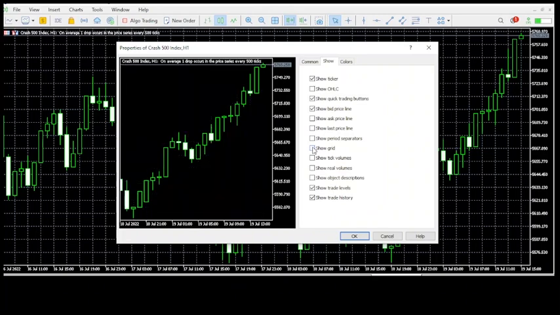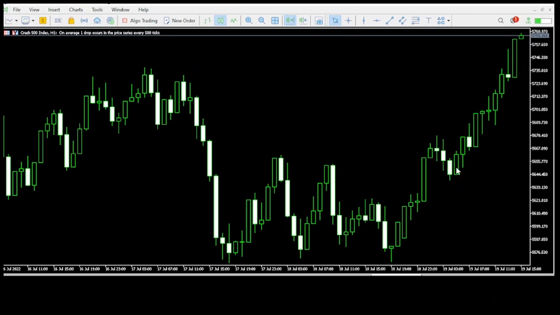Okay, so I will deselect that, and my chart is looking nice, guys. You can see how the chart looks now. So it will be more comfortable for you to see and analyze the market using this kind of chart. For me, I always like to use a white background for my chart.